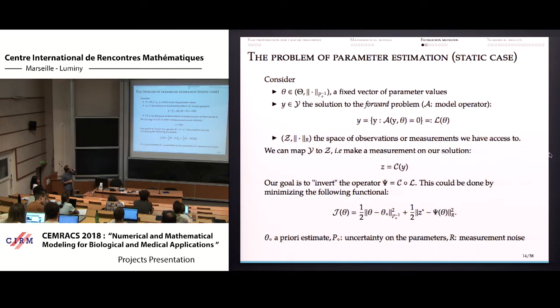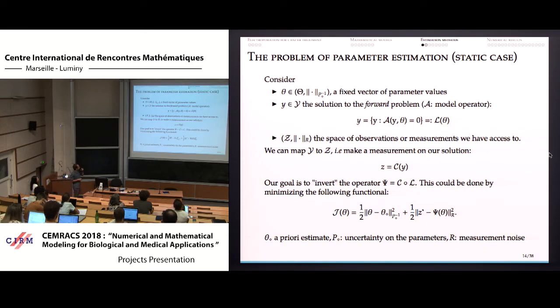And yeah, we can map the solution space to the observation space using measurements, with the measurement operator C. Okay, and so the goal is to invert this map. If we call psi the map from parameters to observations, we want to invert this map. We want to go from observations to parameters.